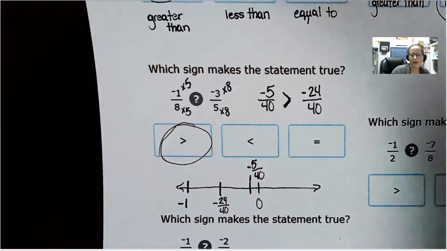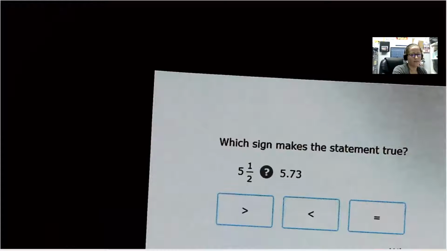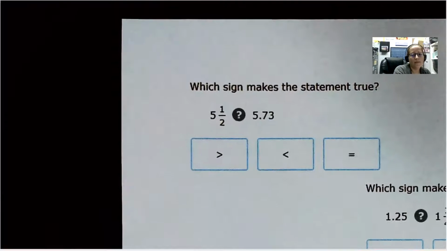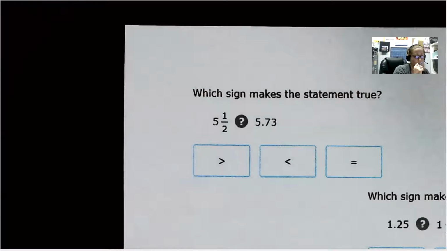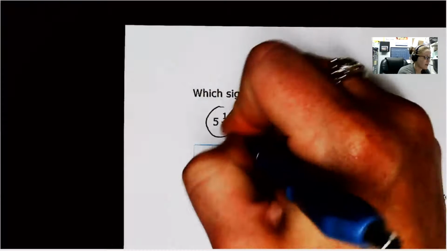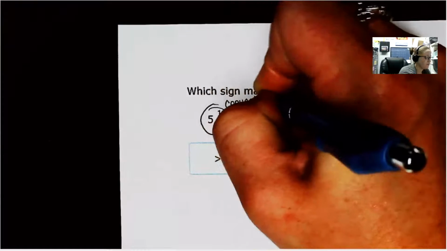Okay. I want to take a look at another one that you'll see. Okay, so in this case, which sign makes the statement true? However, we're looking at this and we're saying one of them is a fraction and one of them is a decimal. How do I make this look simple to where I can just say, hey, that's the bigger number? There's two options you can do here, and I'm going to suggest for this one that we take this fraction and convert it to a decimal.